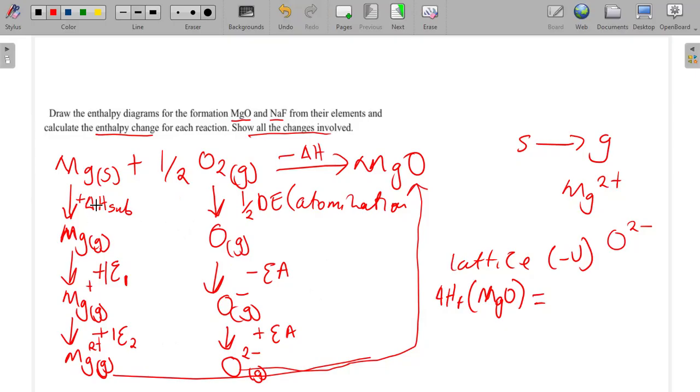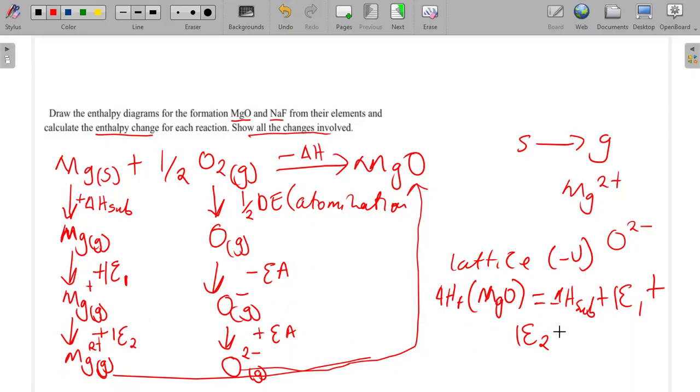Okay, so you can see there for the first one, we are going to get the enthalpy change of the sublimation of magnesium there. Plus then we get the first ionization energy for magnesium there. It's positive. Then we get the second ionization energy, which is also positive for magnesium.